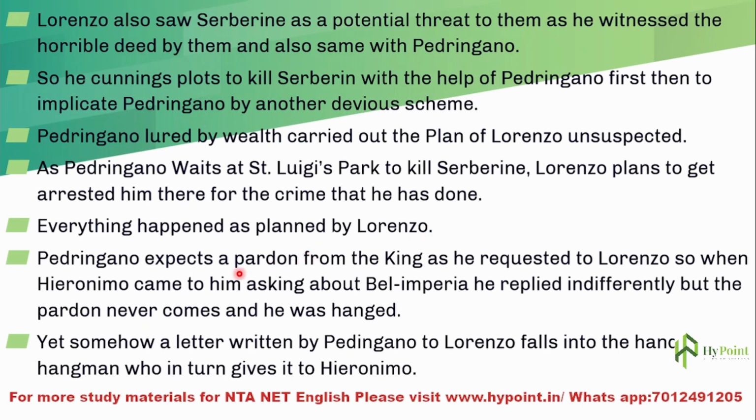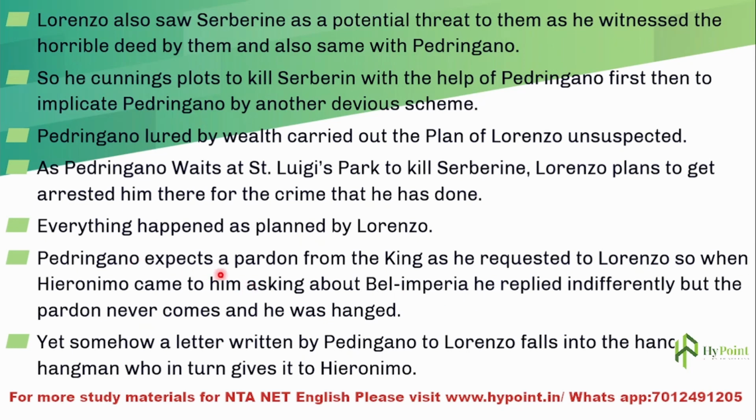And Pedrigano expects a pardon from the king. He got arrested because of the murder he had done, yet Pedrigano still has no clue that Lorenzo is the person who made all these plans to trap him. Pedrigano expects a pardon from the king, as he requested of Lorenzo. When Hieronymo came asking about Belimperia, he replied indifferently, and the pardon never comes, and he was hanged.